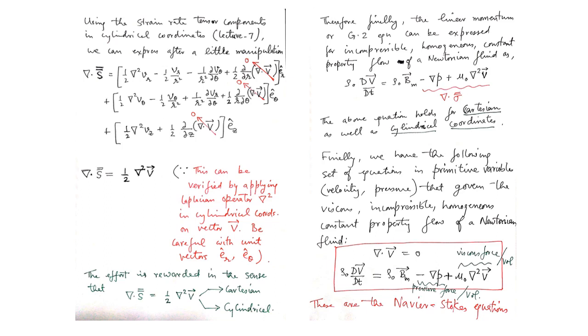so the whole effort that we have been making is giving us some rewards, in the sense that again we find that del dot the strain rate tensor is simply equal to half of the Laplacian of velocity vector, or mathematically you can say half of del square v. So this result applies for both Cartesian and cylindrical. So we have a nice generality evolving.